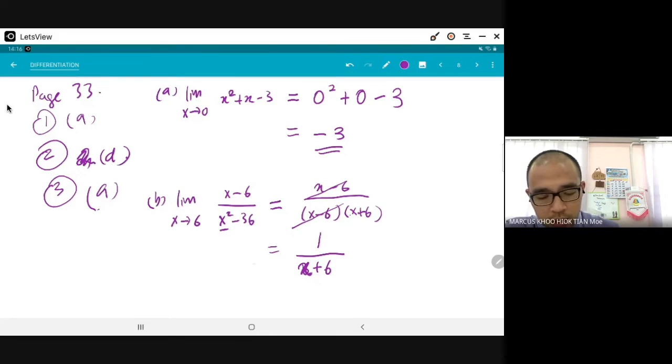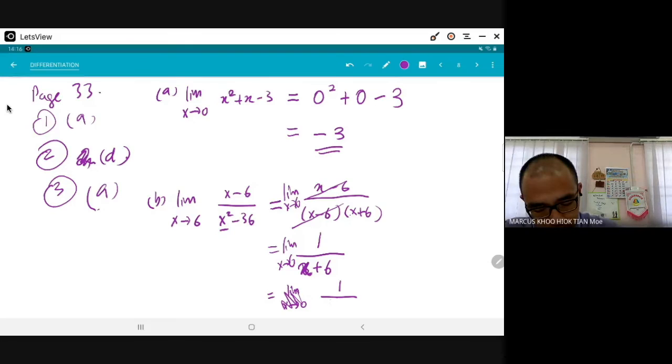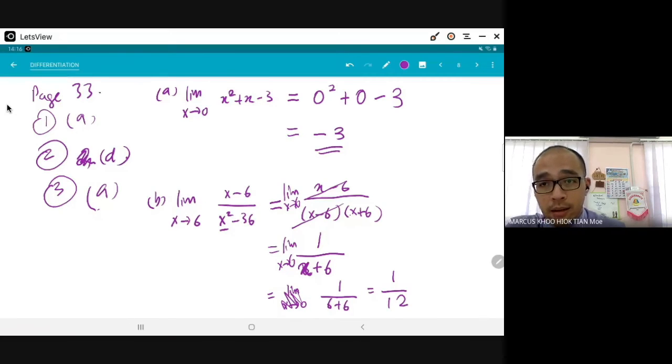Okay, so the limit as x approaches 0. You have to write this every time, I mean the limit of x approaching 0, oh sorry, you've already substituted. 1 over 6, sorry, 1 over 6 plus 6, which will give you 1 over 12. Okay, so that's the third one, now the second one.